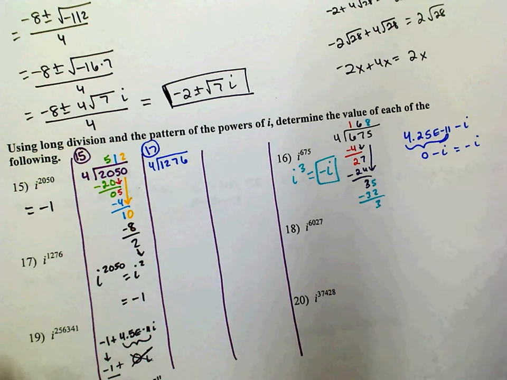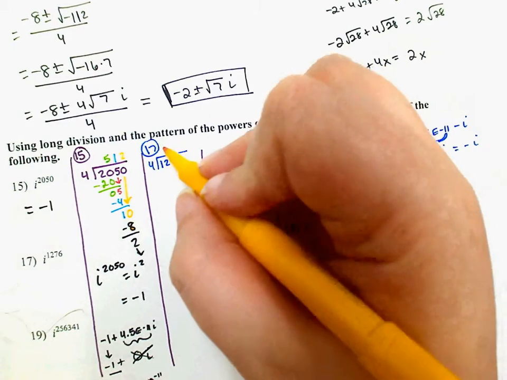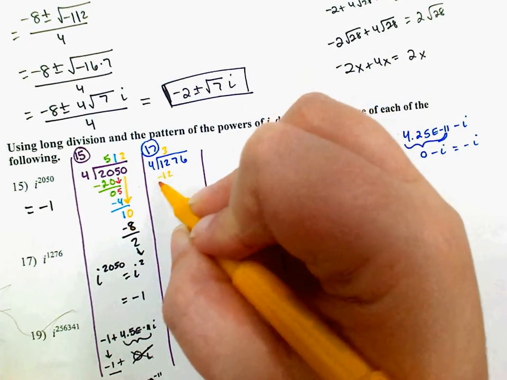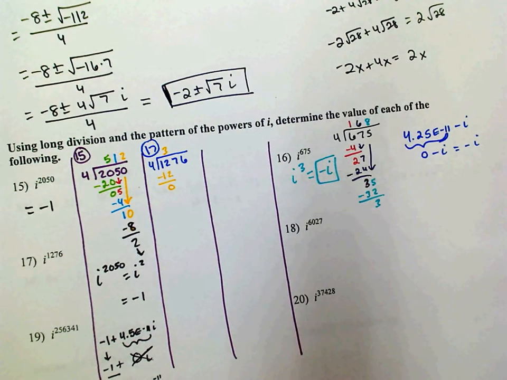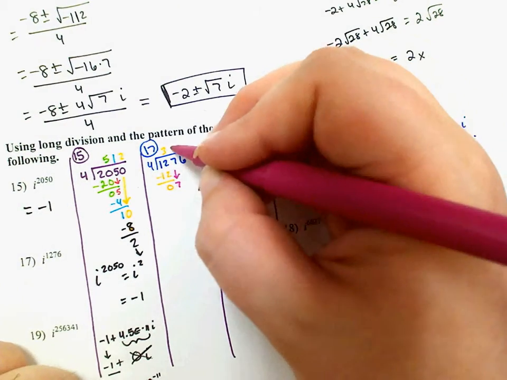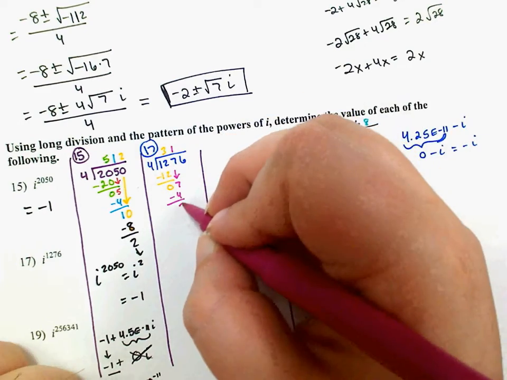4 does not go into 1, so I have to think: 4 goes into 12 how many times, and that is 3. 4 times 3 is 12. Subtract, and I'm left with 0. So now I bring down the 7. 4 goes into 7 one time, and that is 4 times 1 is 4. Subtract, and I'm left with 3.